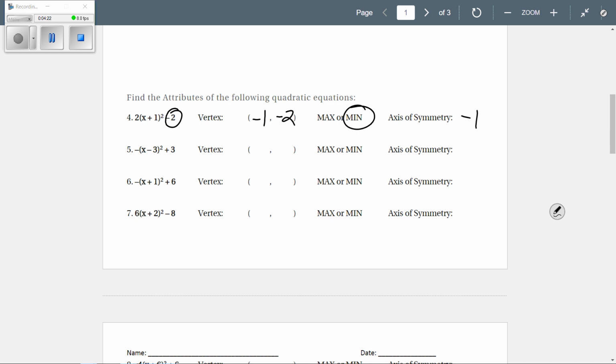All right. Number 5, we have a negative on the outside, so immediately we can circle maximum. Then we have a -3 on the inside, which changes to +3, and then a +3 on the outside, which stays the same, and the axis of symmetry is 3. Continue on. We have a negative on the outside here. It's another maximum. We have a +1 on the inside, which becomes -1. And a +6 on the outside, which stays 6. And then the axis of symmetry is -1. All right. I'll let you finish the other one by yourself.